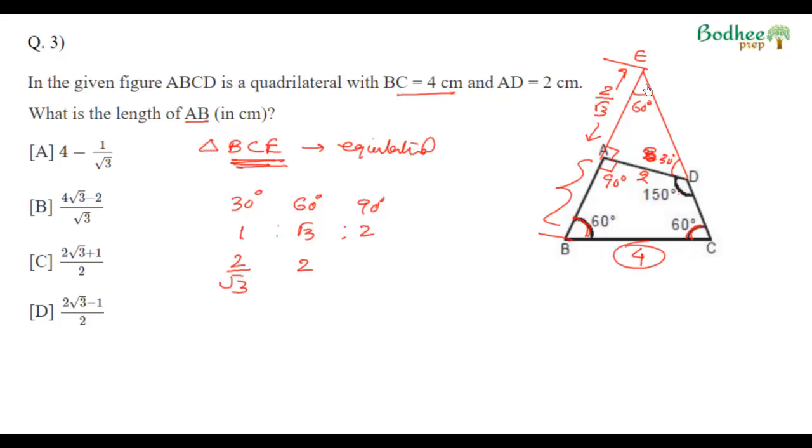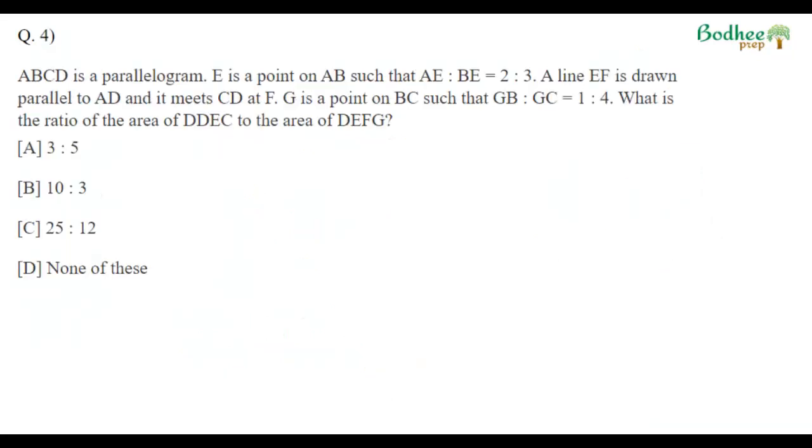But we need to find this length. So we can say that this entire length BE minus AE should be the value of BA. Correct? So BE is 4 minus AE, and we have already identified that this is 2 divided by root 3. So the answer should be (4 root 3 minus 2) divided by root 3. So option B becomes the right answer.